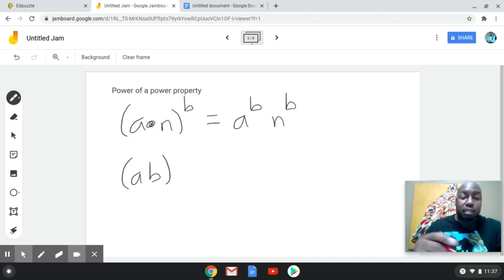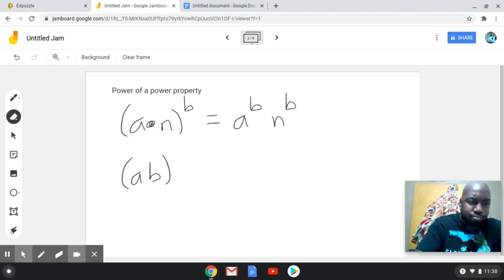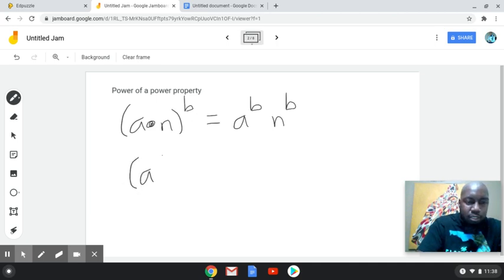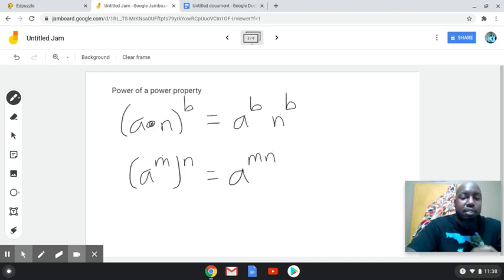Oh, they just have a to the m raised to what? Let's say you had a to the m, and that was raised to the n. Then what this would be is just a to the m times n. That's all. Okay.